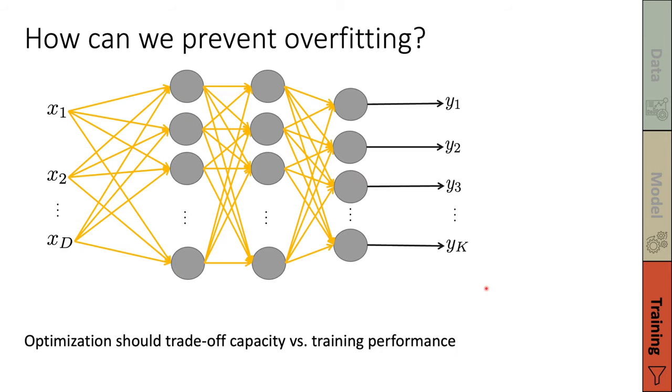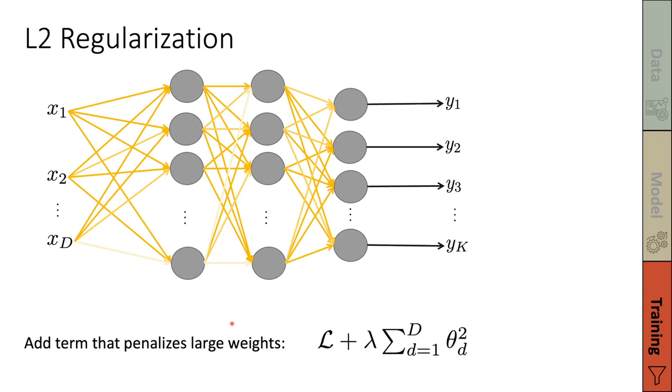Another solution would be to trade off capacity versus training performance. To do this automatically, we would add an additional term to the loss, which penalizes large weights. This is just the square of the individual parameter values. Through that, we basically force the weights to be rather small, and only a few weights actually gain larger values. Therefore, the model has less capacity. This is called L2 regularization, which means we add the L2 norm of the parameter vector to our loss.